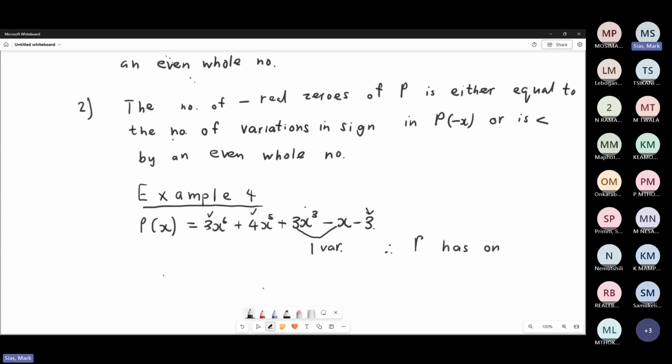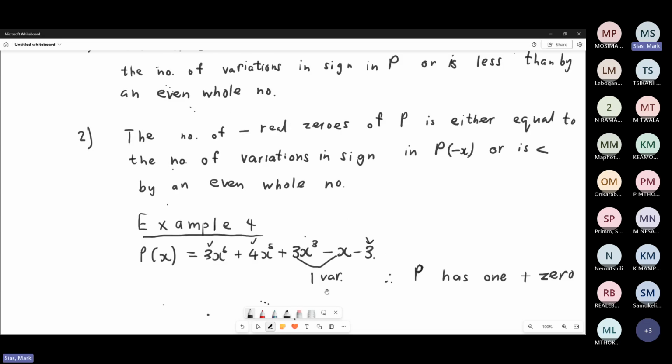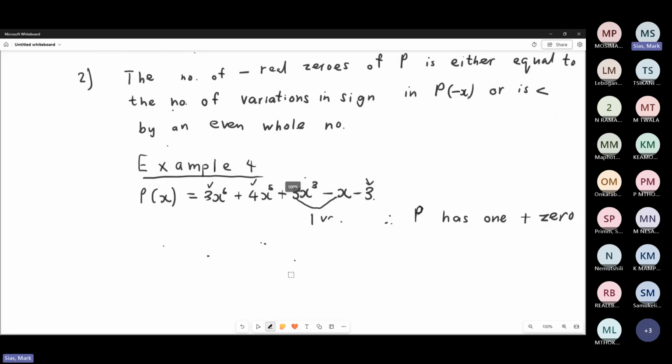Okay, so P has one positive real root. Okay, that's what we can say there. But the whole thing is stuck now, so I'm not sure. Okay, great. There it comes up. Okay, yes, it's fine. It seems to be okay now. Sorry for that.